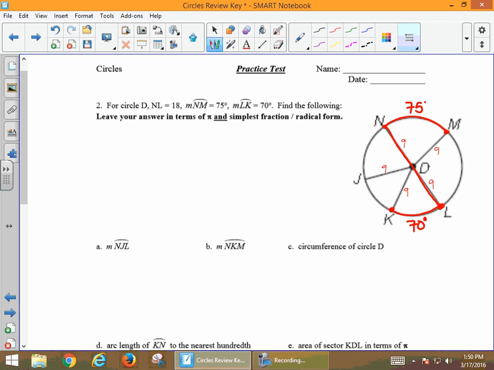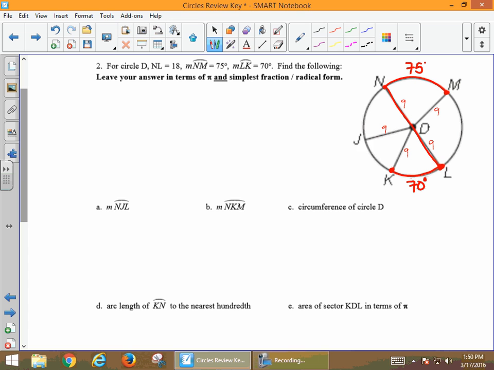So what does part A ask us? It wants us to take a look at this picture, and it wants us to find the measure of arc NJL. So from N through J, all the way over here to L. So I'm looking for this great big arc over here. This great big huge arc is made up of a point N and L going through J, and it is going all the way across the diameter. So that would be 180 degrees. Yeah, 180 degrees.